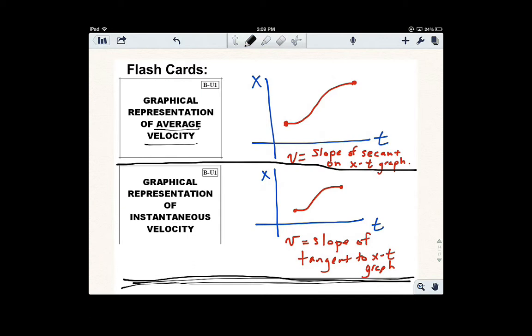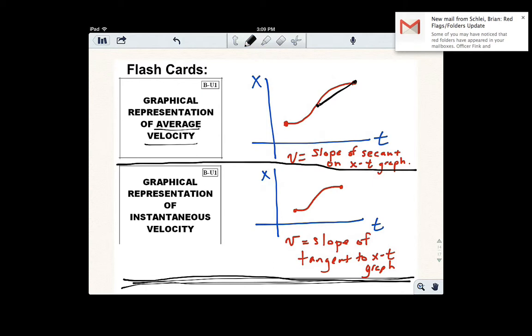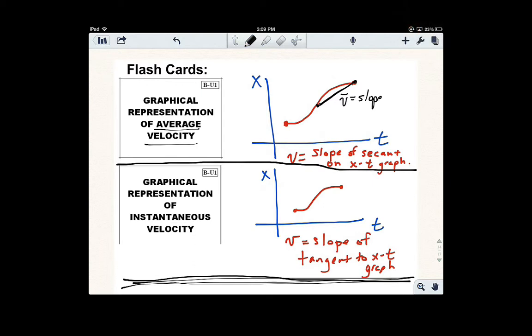So with average velocity, what you're doing is taking one point in time and another point in time, and over that time interval, you're finding the slope. So in other words, this average velocity, this slope value, this rise over run, is going to be equal to the slope of our secant on the position versus time graph. Average velocity is just looking at, like I said, a combination of the effect of the position and velocity over that time interval.